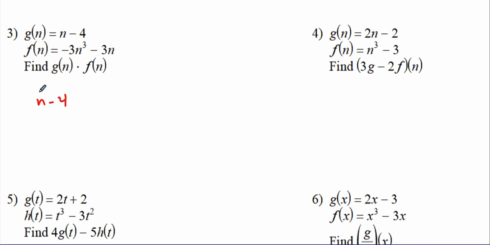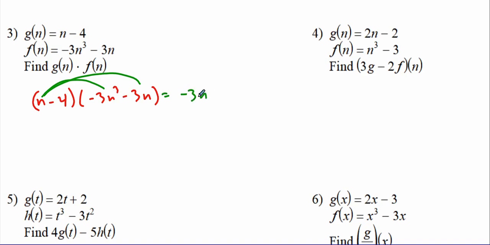n minus 4, that's my g function, followed by the f function, which is -3n to the third minus 3n. And it feels like a what? Well, it feels like a FOIL, which is exactly what it is. You're doing double distribution. So let's go. So this over here, this over here. So that part becomes -3n to the fourth, right there, to the third power times that, 1. So then this becomes minus 3n squared.